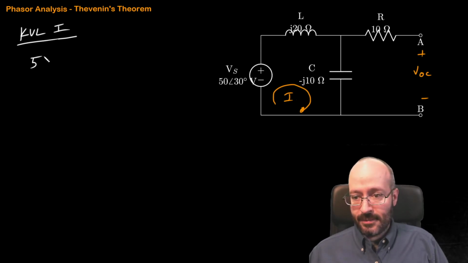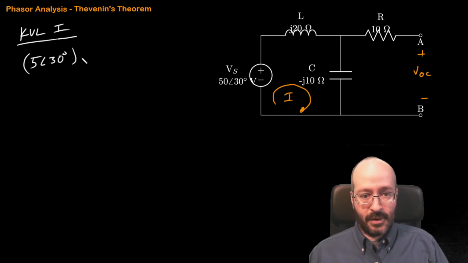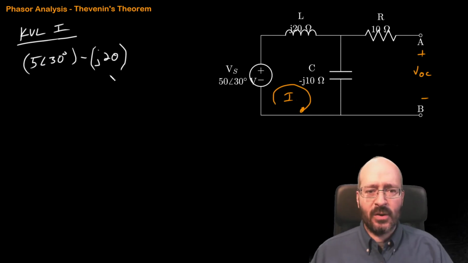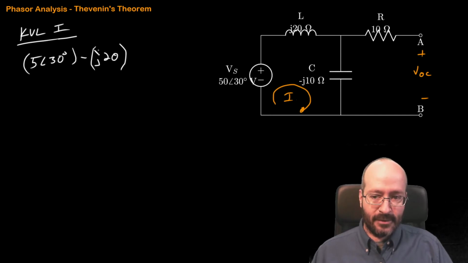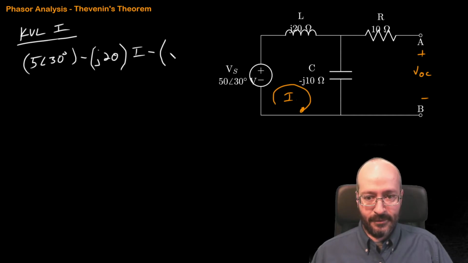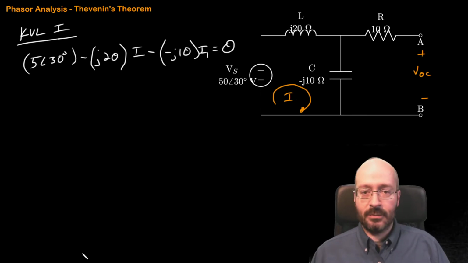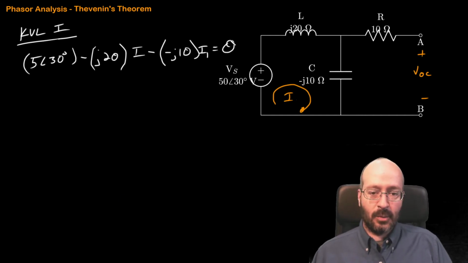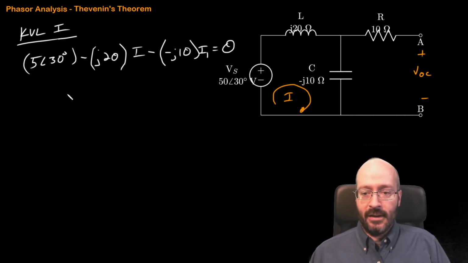we're going to go up 5 at an angle of 30 degrees. We're going to go down J20. My habit is to always put the impedance in parentheses just so I don't screw up signs, right? I'm going down. The impedance inside there is J20 times I, and I'm going to go down, here's a good example, negative J10 I. That's just one of those habits that I've gotten into to keep me from screwing up signs. Okay, we're back to where we started, so that's equal to 0.